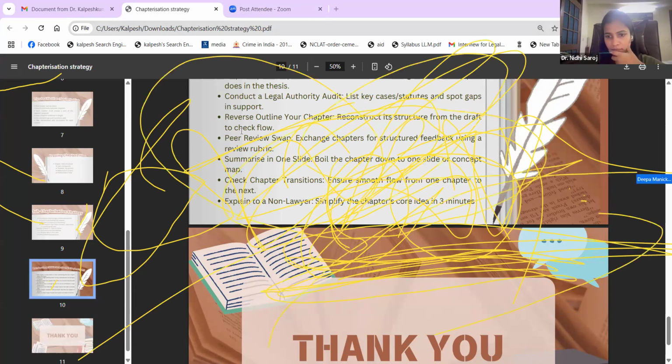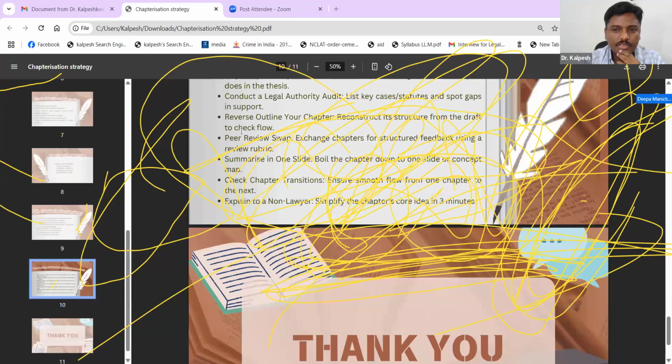Inam, Mitrabati. Deepa, please control your annotation. Deepa.